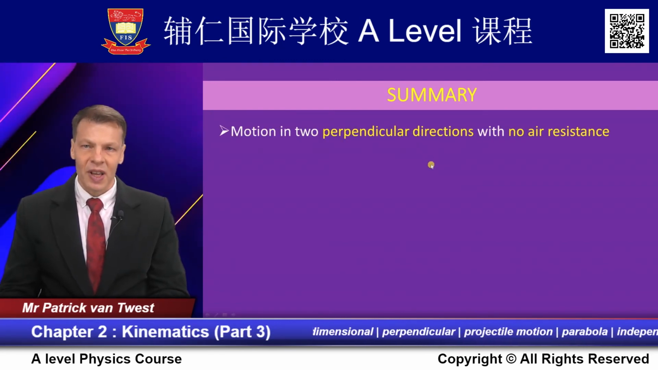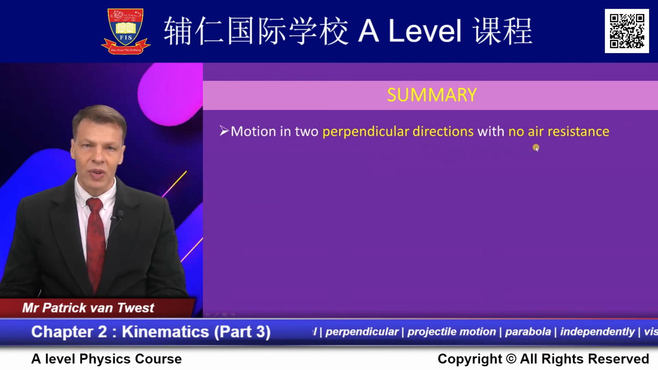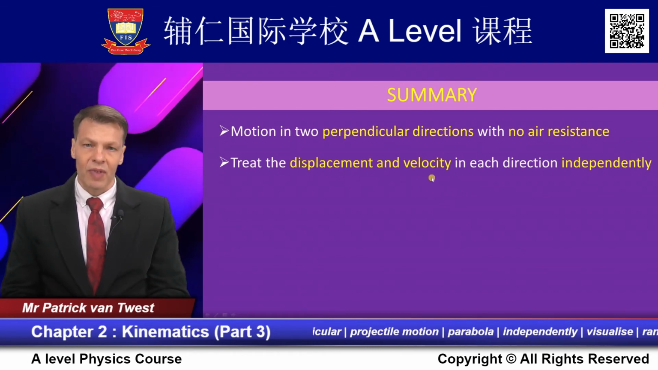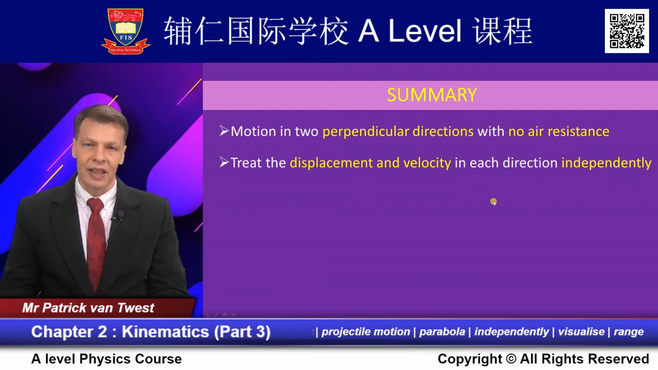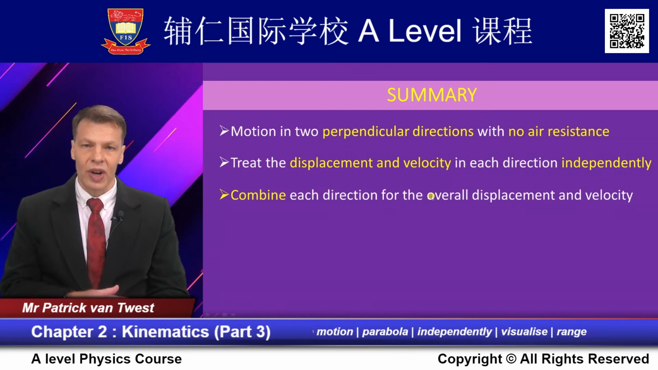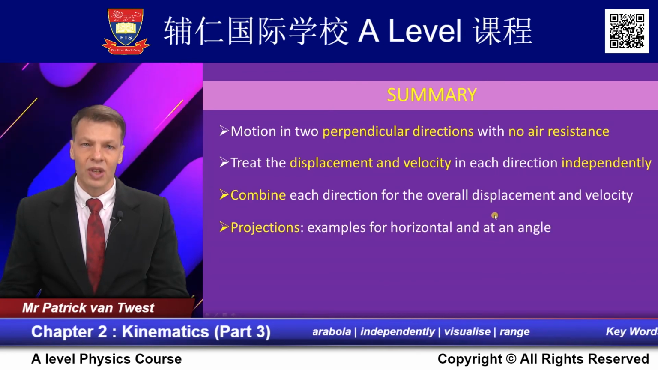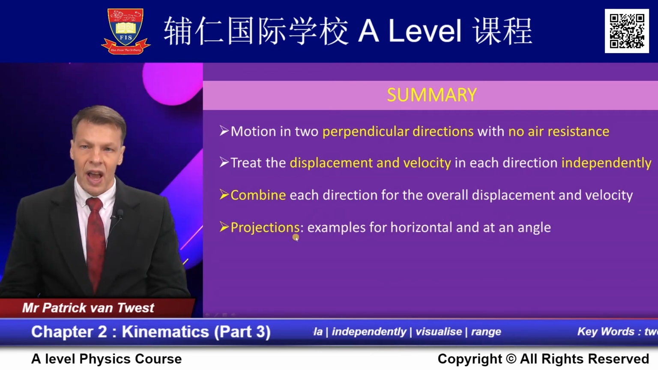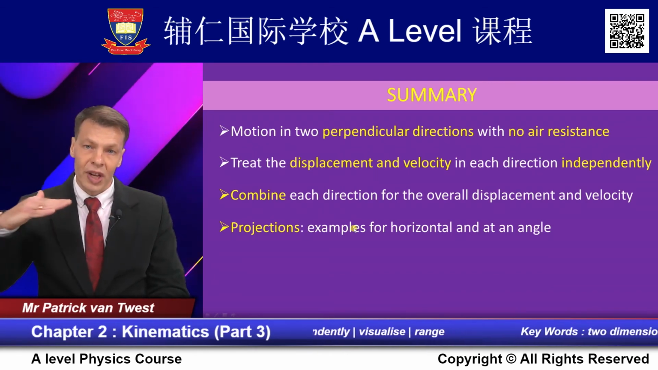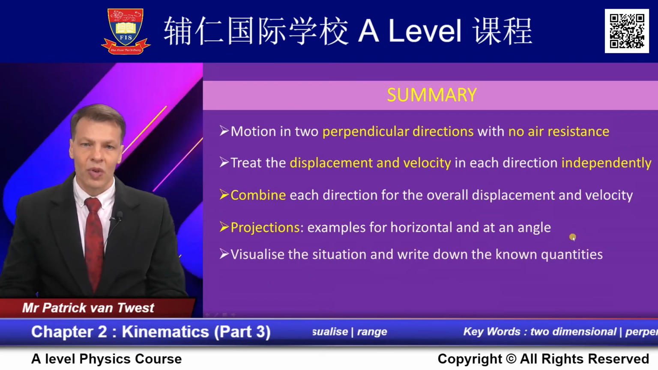So, a quick summary. Today we've seen that motion in 2 perpendicular directions with no air resistance we can analyze by treating displacement and velocity in each direction independently. We've also seen that we can then combine each direction to give the overall displacement or the overall velocity. So it's a case of looking independently and then combining. And then we looked at particular examples of projectiles. We started by looking at a horizontal projectile, and then we looked at projecting at an angle. And we saw that those equations could help us solve those problems.